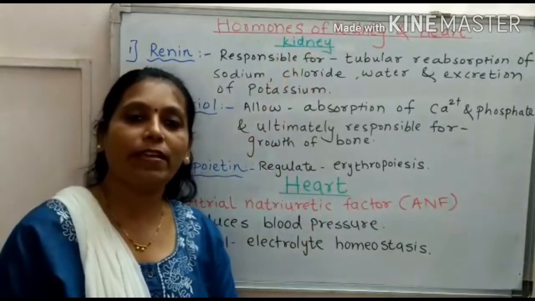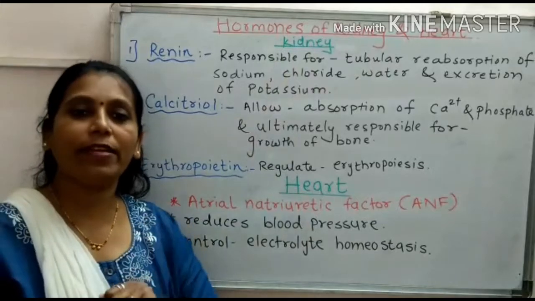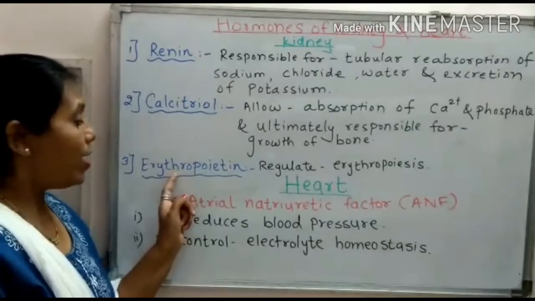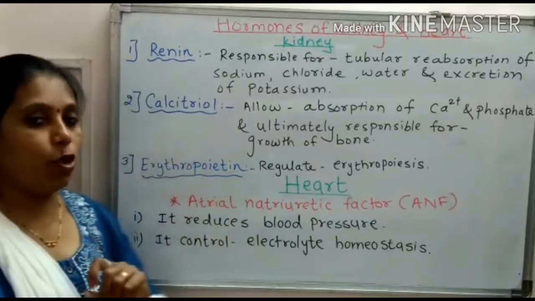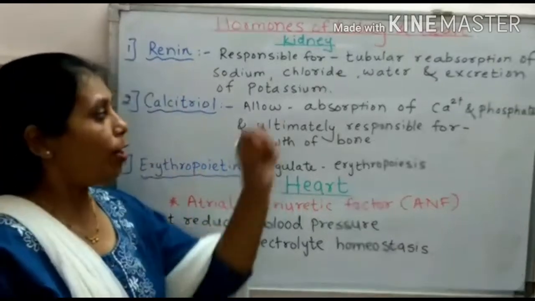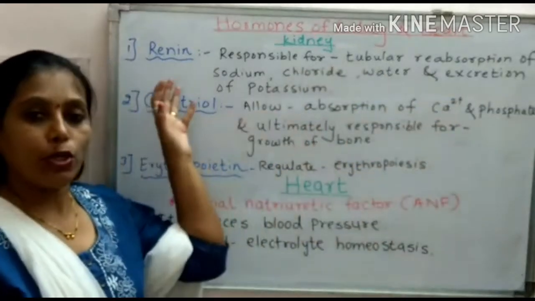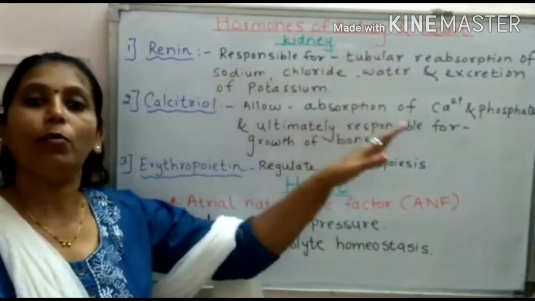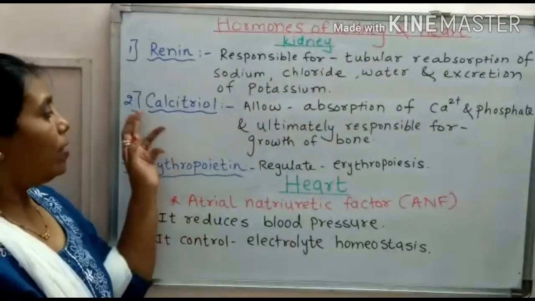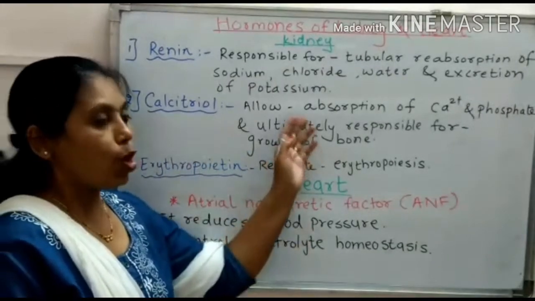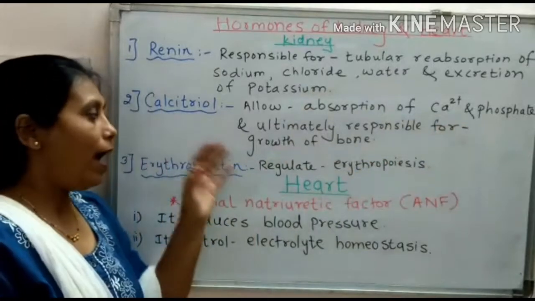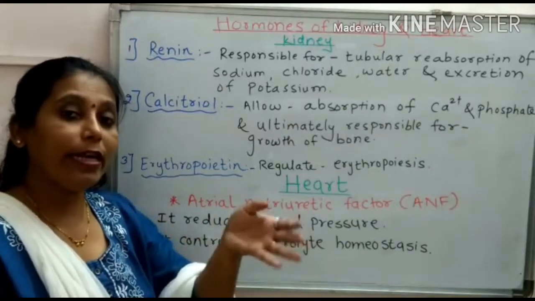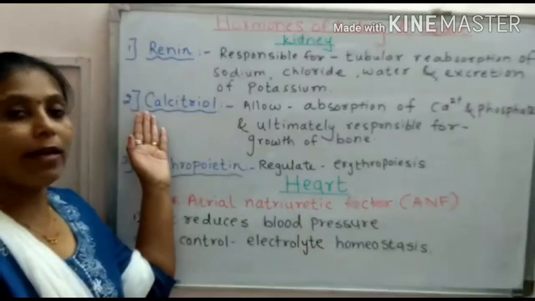Let us study the hormones secreted by the kidney. There are three hormones secreted by the kidney: renin, calcitriol, and erythropoietin. Now let us study the function of these hormones. Renin is responsible for tubular reabsorption of sodium, chloride and water, as well as excretion of potassium. What is the role of calcitriol? It allows the absorption of calcium and phosphate, and ultimately this calcium and phosphate goes to the bone. So overall development of the bone is due to the calcitriol hormone.